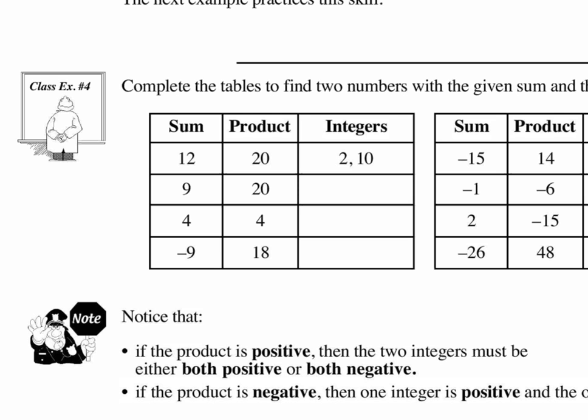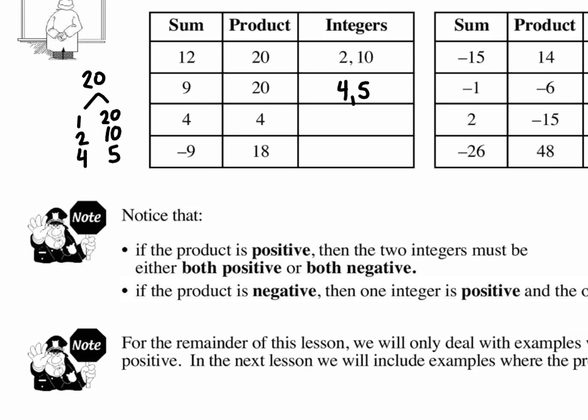Well, what are all the ways we can multiply to 20? 1 times 20, 2 times 10, and 5 times 4. What are our two numbers? 4 and 5 add to 9 and multiply to 20. So break down your product and then figure out what the two numbers are. What two numbers multiply to 4 and add to 4? 2 and 2. 2 times 2 is 4. 2 plus 2 is 4.